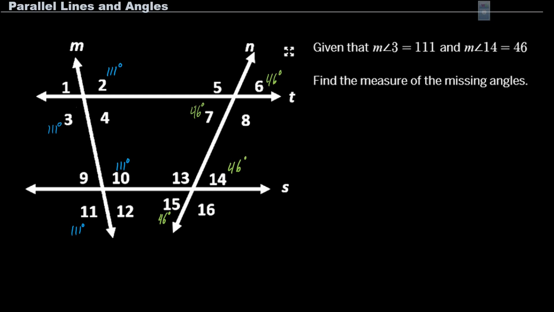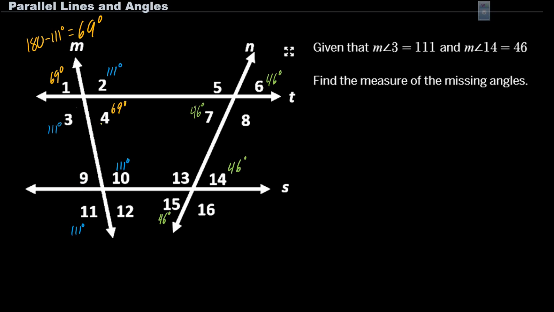Now we can start looking at the other angles that have different degrees than 111 or 46. So if we jump back over to the blue side, angle 1, this is making a straight line together with a ray coming off, so 1 and 2 must be linear pairs, which means angle 1 is 180 minus 111, which gives us 69 degrees for angle 1. Angle 4 is vertical to angle 1, so it has that same measurement.